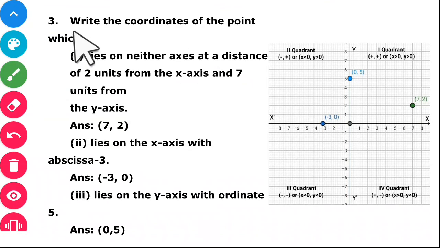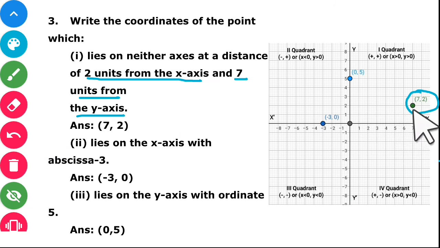Next question, question number 3. Write the coordinates of the point which lies on neither axis at a distance of 2 units from the x-axis and 7 units from the y-axis. 2 units from the x-axis, 1, 2, and 7 units from the y-axis, 1, 2, 3, 4, 5, 6, 7, which is this point.